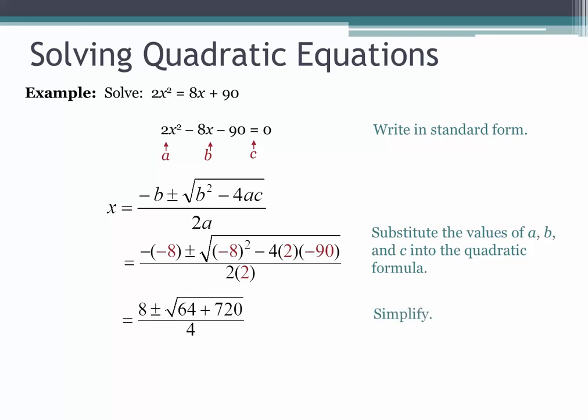8 plus or minus the square root of 64 plus 720, divided by 4. The 8 comes from canceling those double negatives. Then the 64 comes from negative 8 squared. And the positive 720 comes from a negative 4 times 2 is negative 8, and negative 8 times negative 90 is a positive 720. And of course, 2 times 2 is 4.